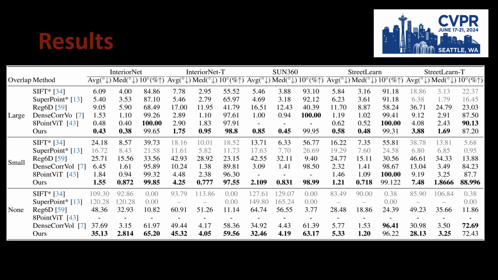Here are results on several benchmarks. We utilize the InteriorNet, SUN360, and StreetLearn datasets and show the average and median geodesic errors. We also present the percentage of image pairs with relative rotation error below 10 degrees. The gray numbers indicate errors exceeding 15%. We can see that our method achieves state-of-the-art results.